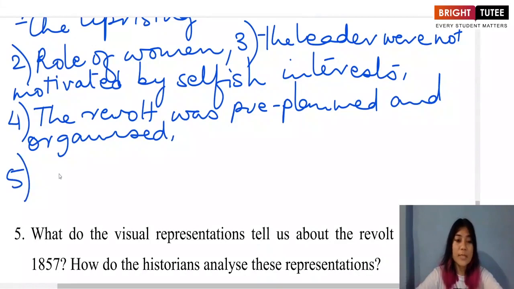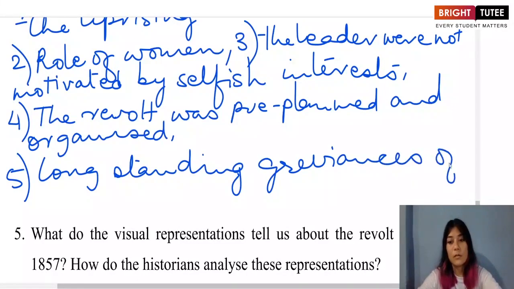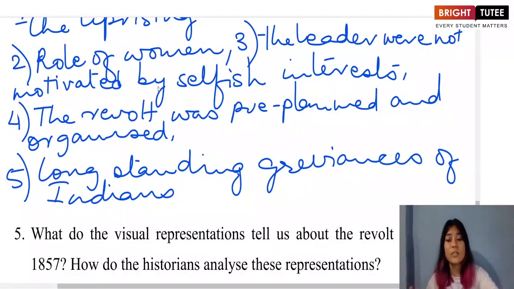And the fifth point is that the Indians, coming from all sections of the society, had been holding grievances and complaints against the British government for a long time. So all those grievances of the sepoys, of the traders, merchants, peasants, zamindars, all of them were brought together and addressed when they all participated and revolted against the British.